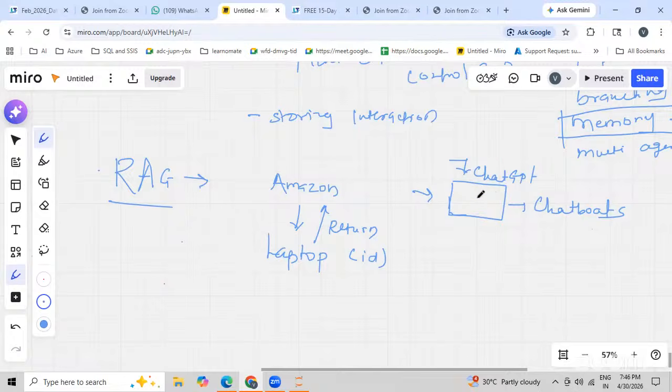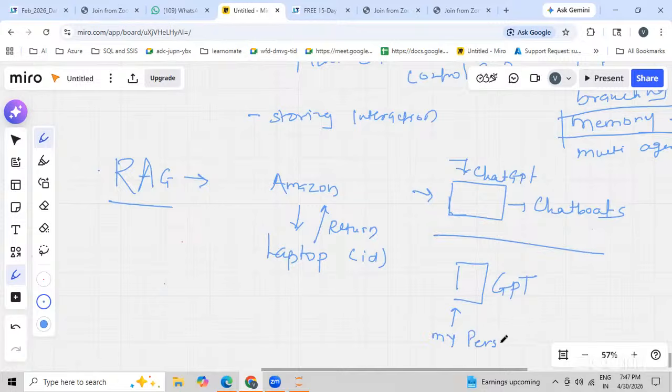So what happened? Suppose Amazon has their own chatbot, and you don't have it, so you are using normal ChatGPT. This is your GPT model, and you are asking, hey GPT, tell me when my product is going to be returned, meaning when that person will come to pick up my delivery.